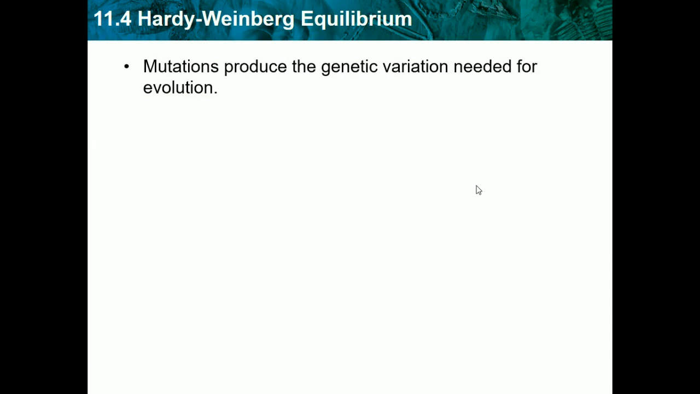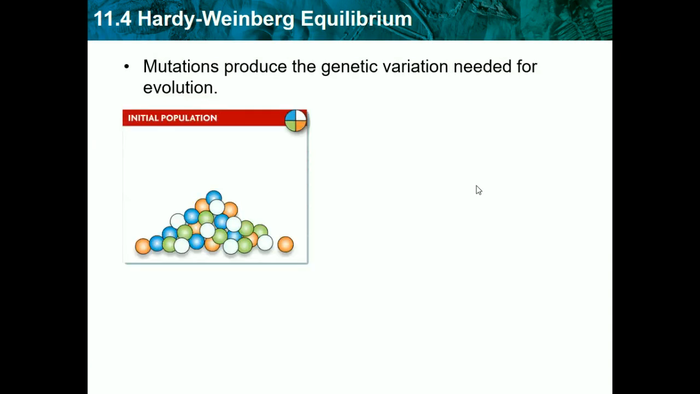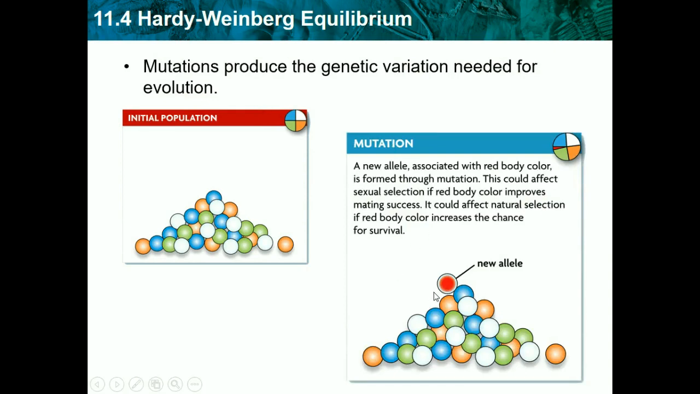Mutation, which produces genetic variation needed for evolution. So here's our initial population, and then we get a mutated cell. A new allele associated with red body color, which is the mutated cell, is formed through mutation. This could affect sexual selection if red body color improves mating success. It could affect natural selection if red body color also increases the chance for survival.